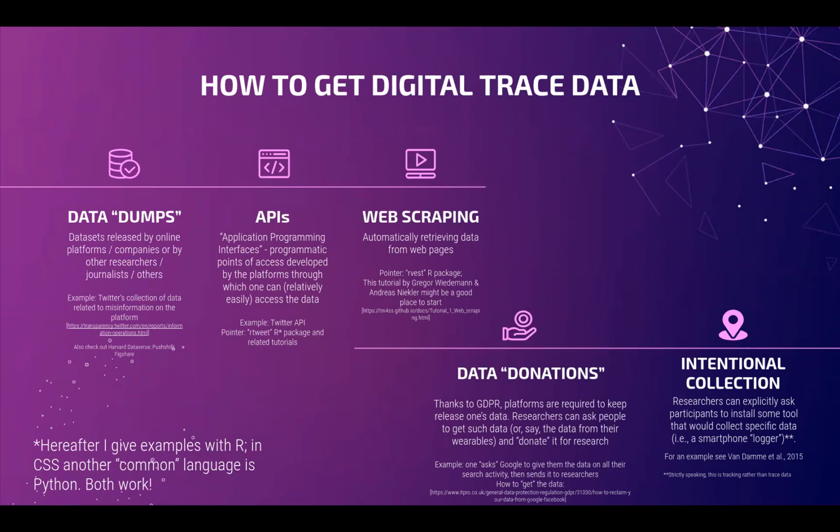the commonly used sources of where you can get digital trace data for your projects. So one is data dumps, data sets released by online platforms, companies, or other researchers. For example, Twitter is releasing collections of data related to misinformation on the platform, or there are a lot of dumps of data from previous studies on repositories such as Harvard Dataverse or Figshare. Then there are APIs, which, again, you already had a lecture on, the programmatic points of access of different platforms. Then there is web scraping.